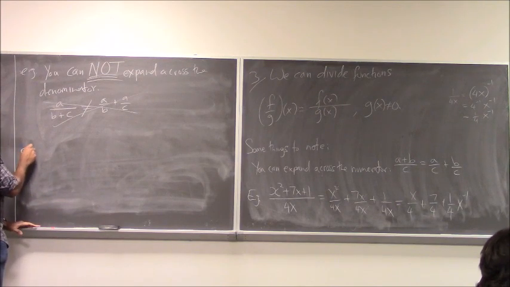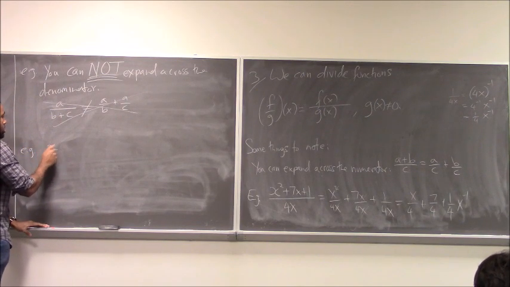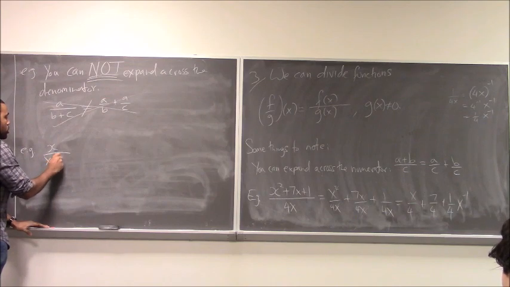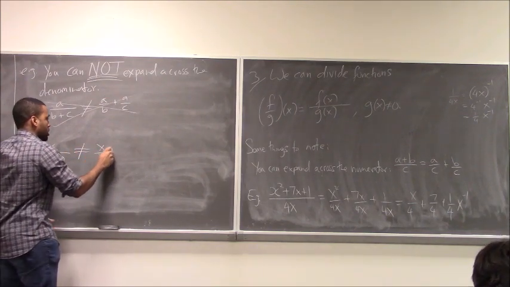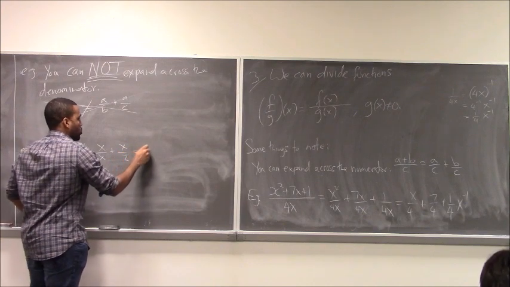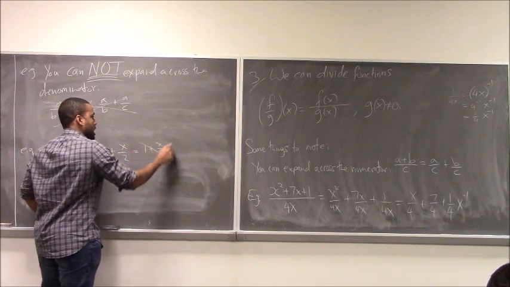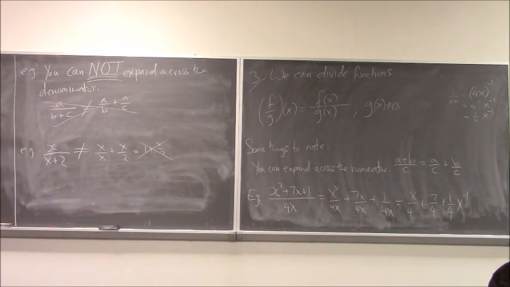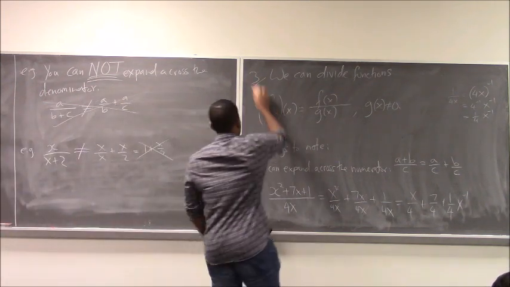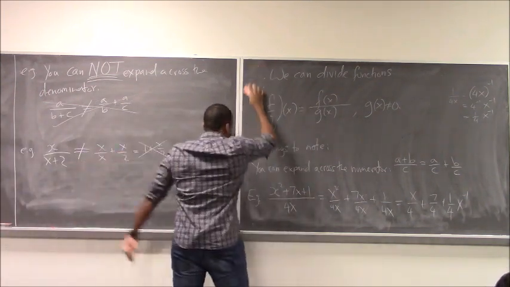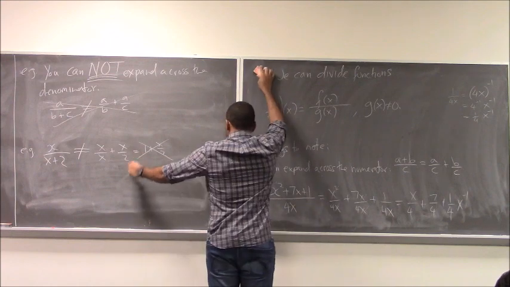So, for example, if you have x over x plus 2, this is not the same as saying x over x plus x over 2, which is 1 plus x over 2. It is actually incorrect to say that. You have x over x plus 2, it's x over x plus 2. There are other things we can do with that. There are cases where we'll want to simplify something like that, but you would not simplify it this way.